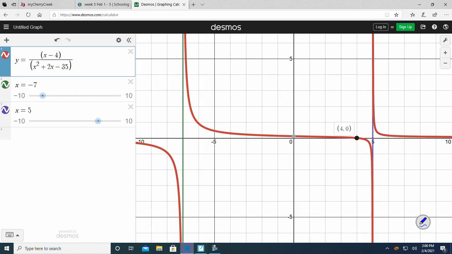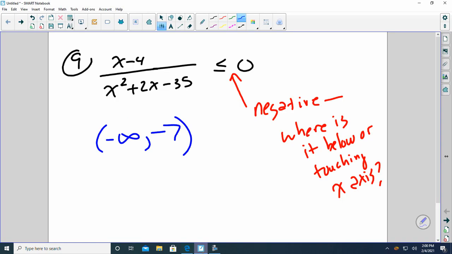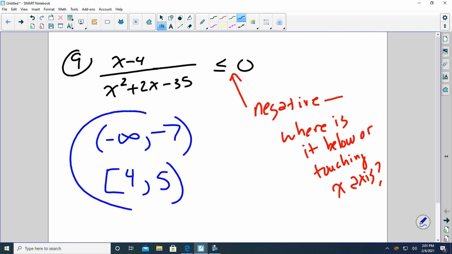And then I'm going to go back and take a look at my graph one more time. And then I realize, because we have the equal sign on our thing, from 4 to 5. So it's a square bracket on the 4 because it's equal there. And then it's going to approach the 5. So square bracket 4, round bracket 5. This is where my graph will exist in the world of negative. In the world of below, on or below the x-axis. Seem okay?